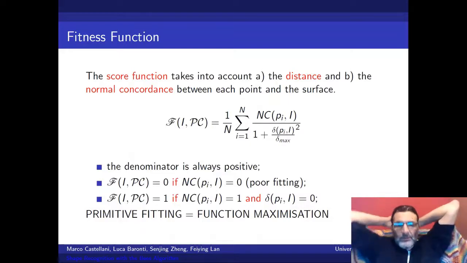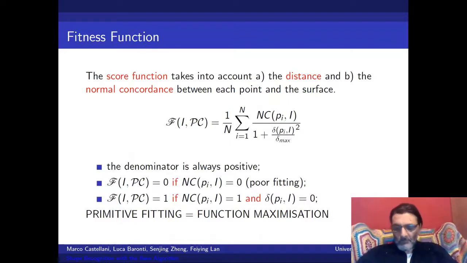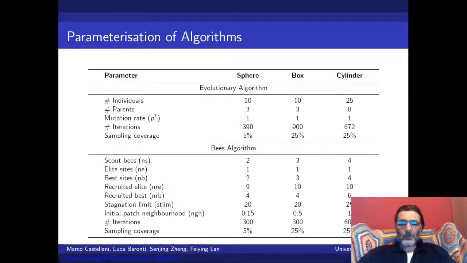So primitive fitting now boils down to a function maximization problem. And here we know that the Bees algorithm is really good at solving this kind of problem. So the rest of the Bees algorithm is the standard Bees algorithm. The only thing I probably need to explain a bit better is the sampling coverage. Basically, we wanted to use this algorithm in real-time applications, so instead of using all the points of the point cloud, we just fit the primitive to a percentage of the points. This percentage was randomly picked.